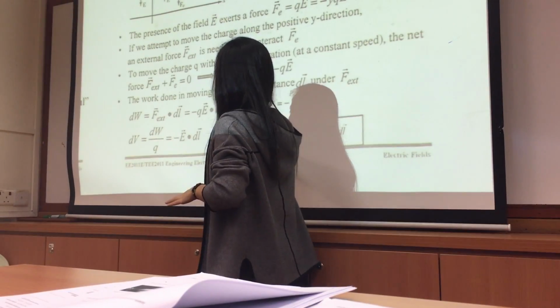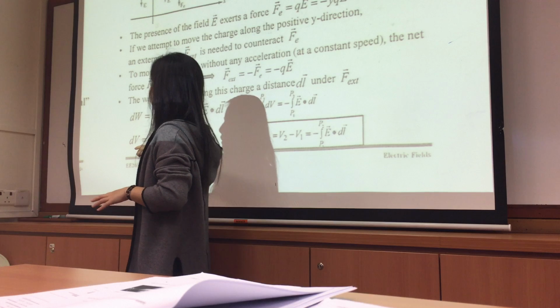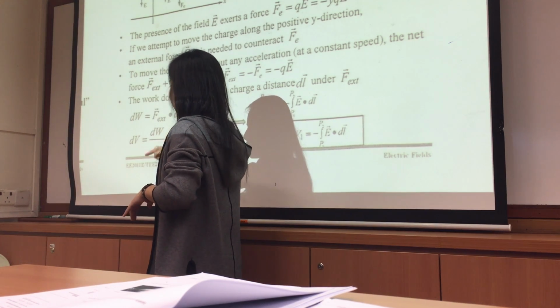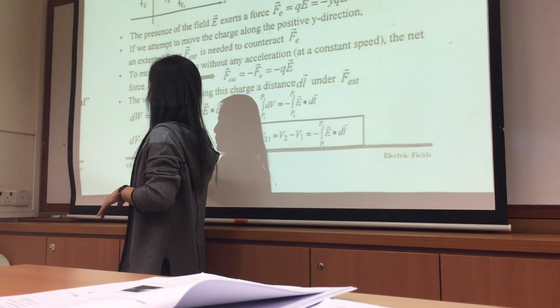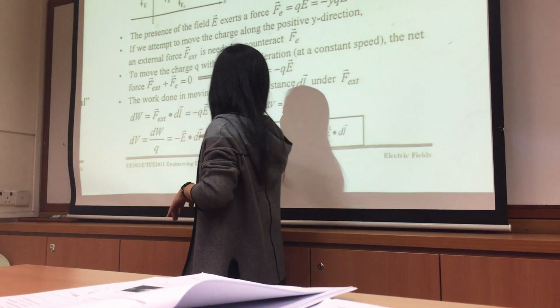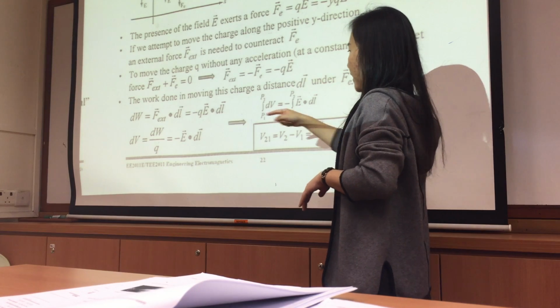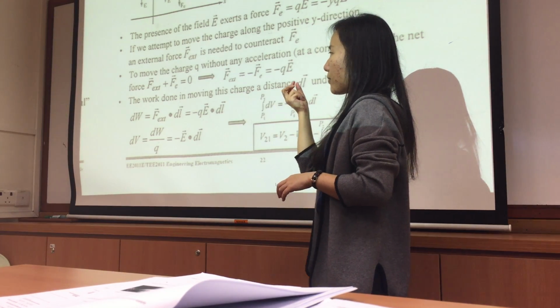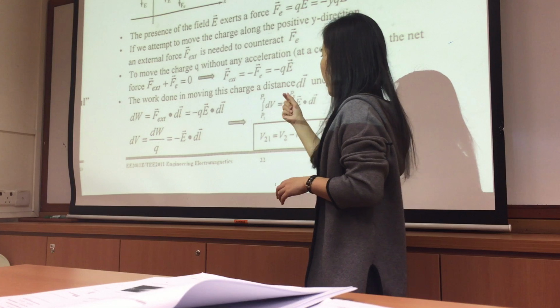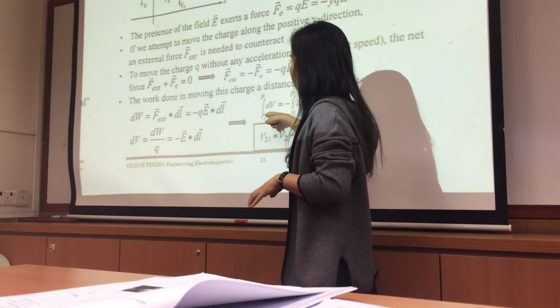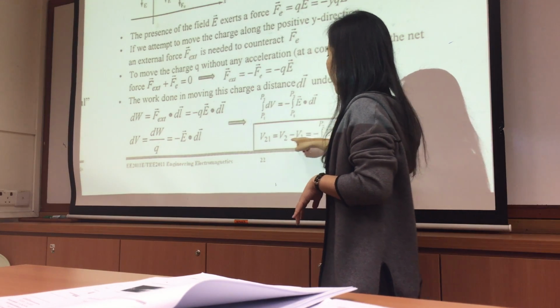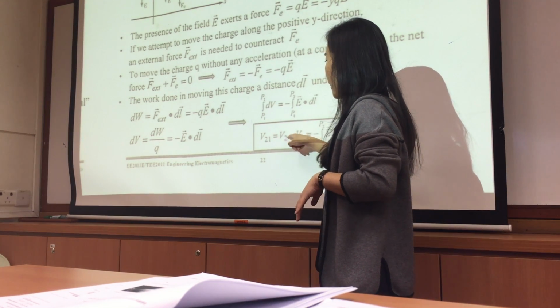dl, and V is the potential. Potential equals W over Q. So that is how you get this one. And this is dV, a very small fragment, a segment. So I need to integrate the dV from point 1 to point 2. So V21 equals V2 minus V1.